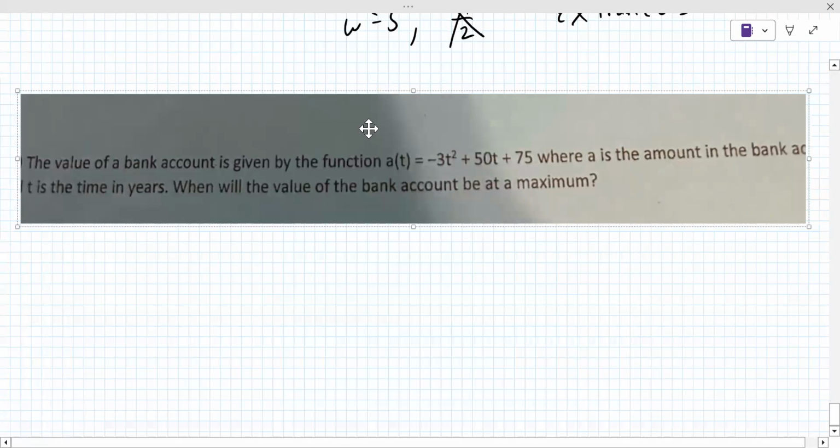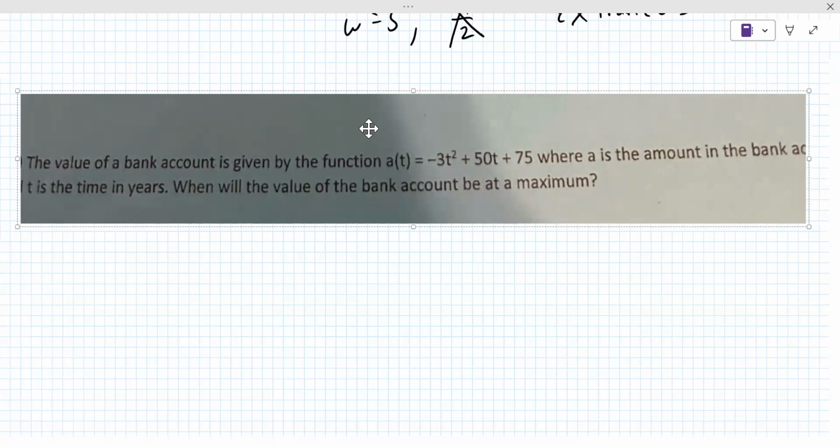All right, the value of a bank account is given by the function A of t equals minus 3t squared plus 50t plus 75, where A is the amount in the bank, t is the time in years. When will the value of the bank account be at a maximum? Can I substitute 0 for A of t?